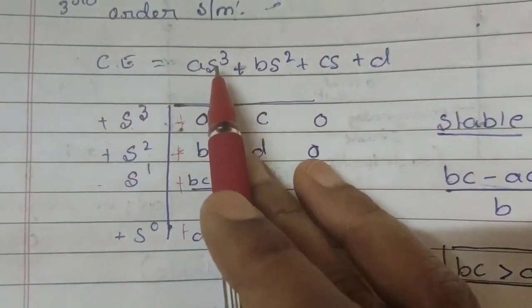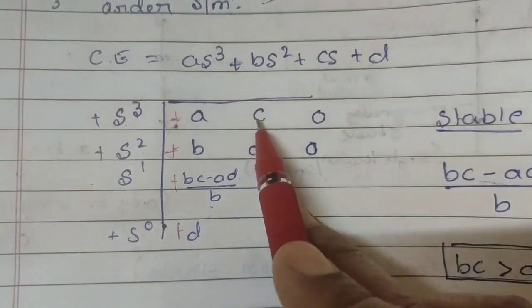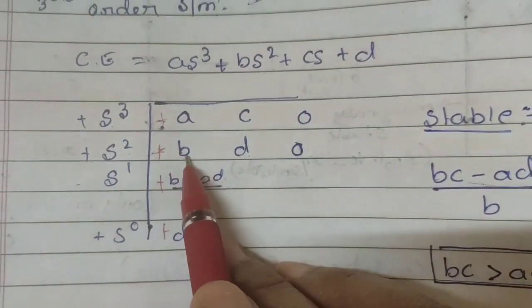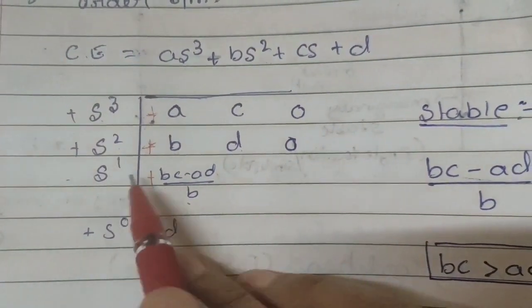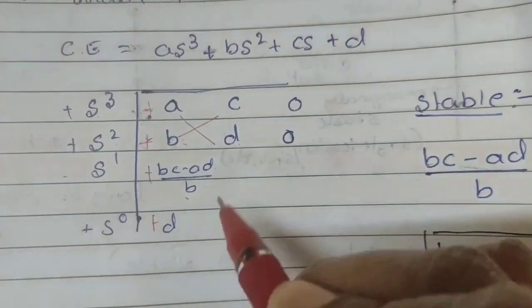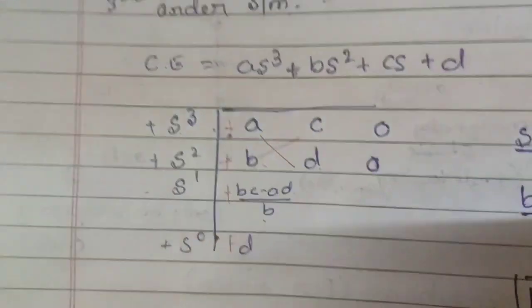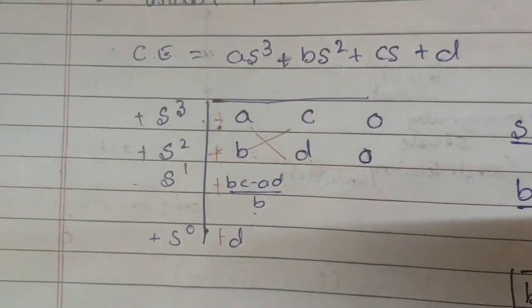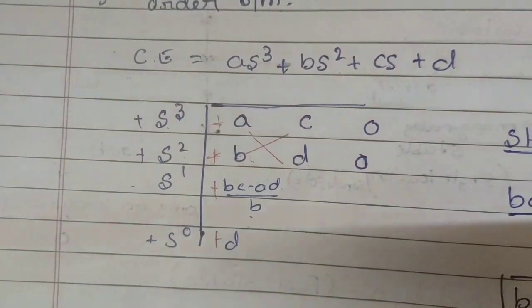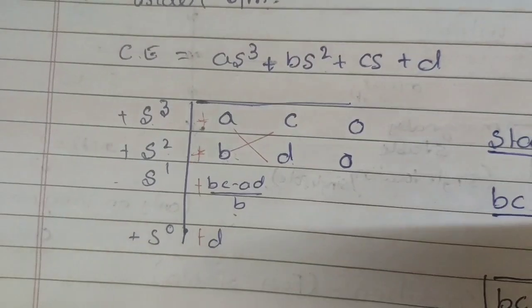So s to the power 3 has coefficient a, next odd row s to the power 1 has coefficient c, similarly s squared has coefficient b and d, and for s1 we will get (bc minus ad) divided by b, and for s0 we will get d. As I told before, there should be no sign changes in the first column of the Routh table.